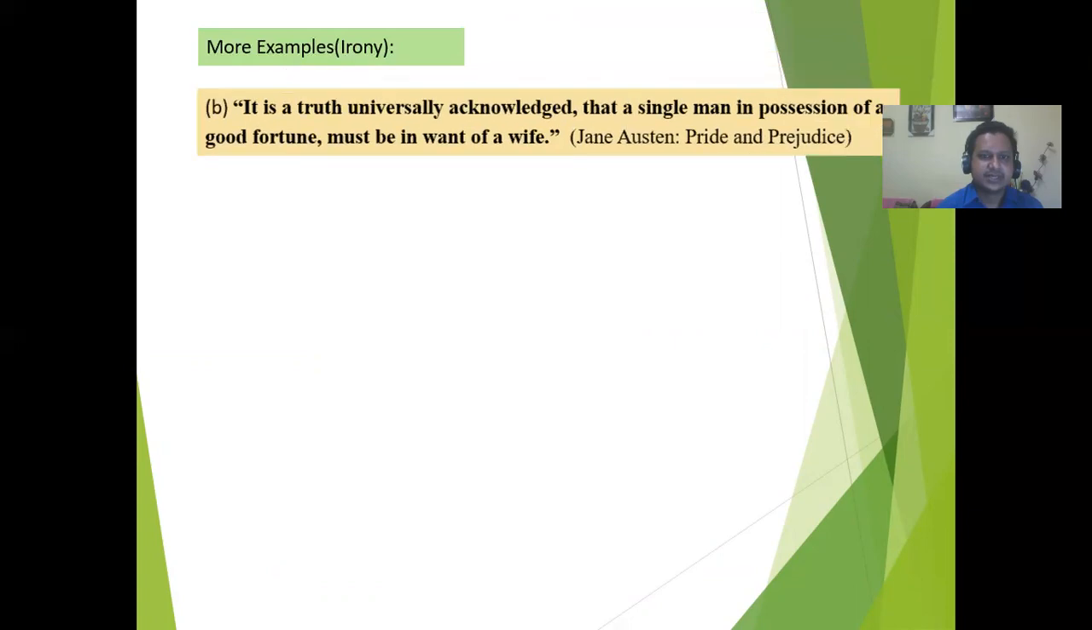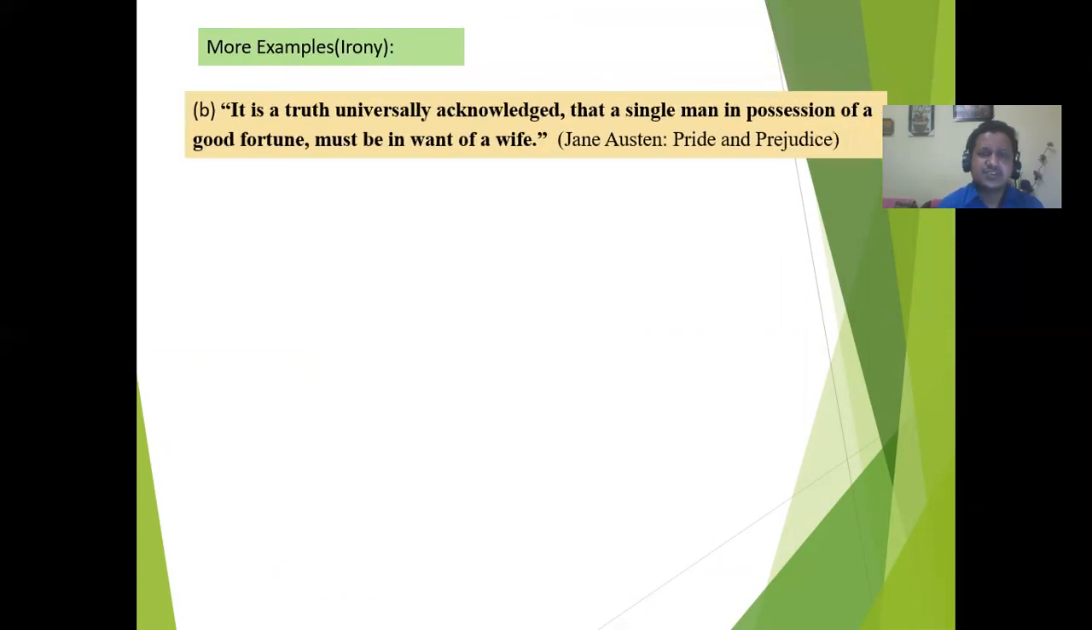More examples of irony. "It is a truth universally acknowledged that a single man in possession of a good fortune must be in want of a wife." This is the very opening line of the novel Pride and Prejudice, written by Jane Austen. This is also a very famous example of irony.